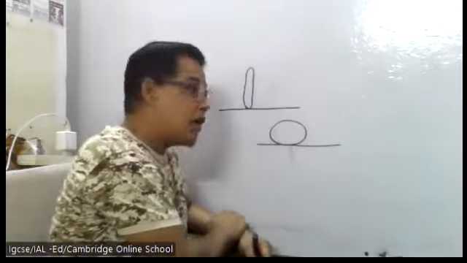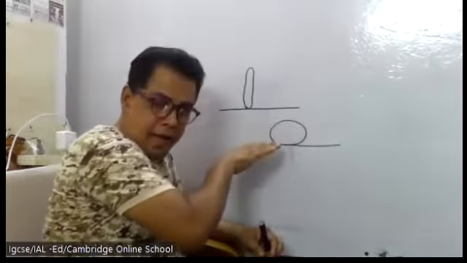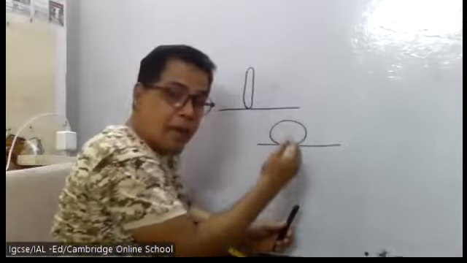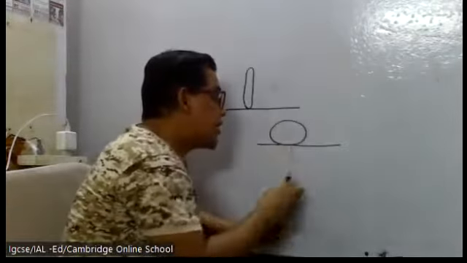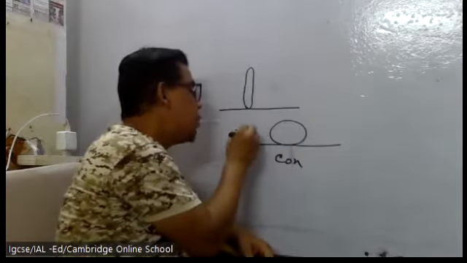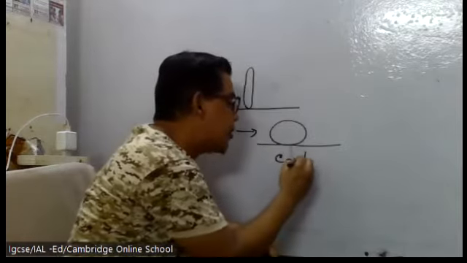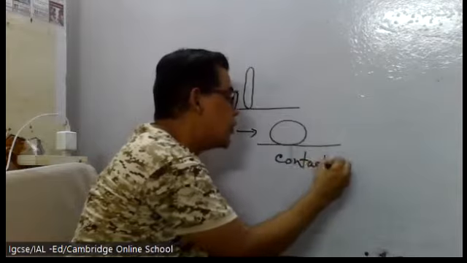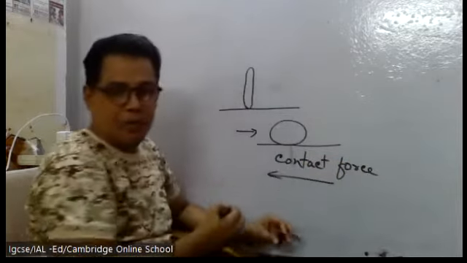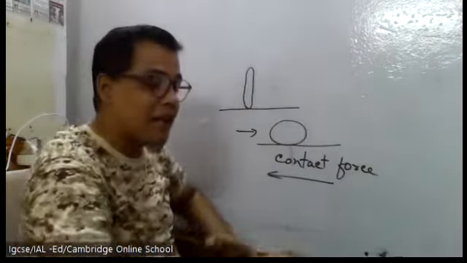Why? Because whatever the wind blowing here, the wind is blowing, but at the same time, oppositely, this rock has contact force. What is called contact force? The wind is blowing here, and this is the contact force. So the contact force is working oppositely, right? So what is contact force?